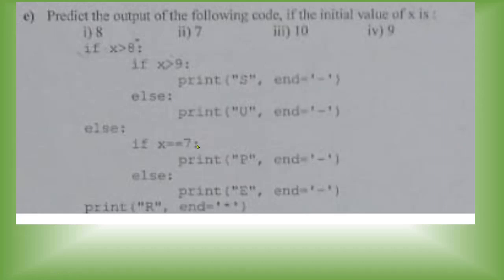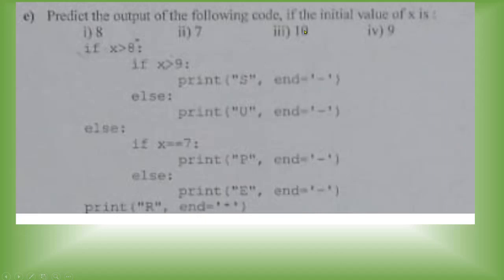So the first output is P, and it will not go and check the else part because already this condition is true. So it will not check the else part, and it will execute the common statement, that is R. So here the first output will be P and the second output will be R. First line P and second line is R. And R ends with a hyphen.